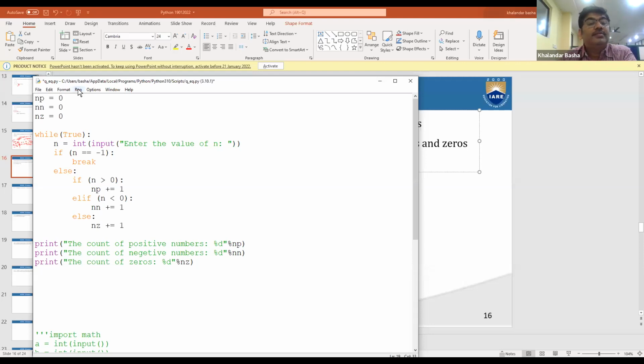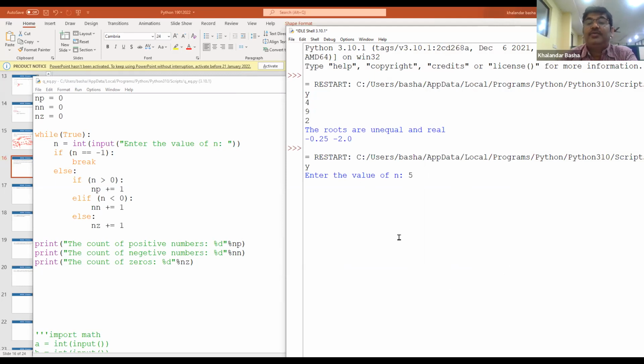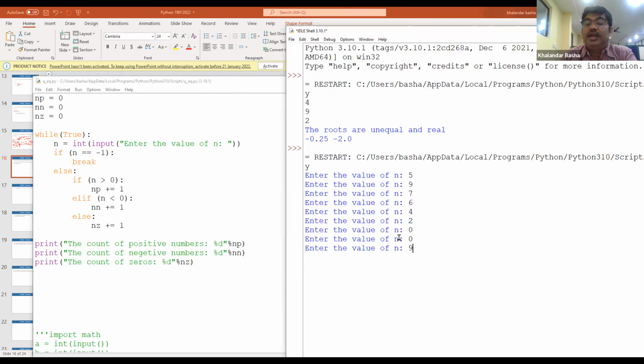So now we will run this. It will ask for the value of n. I'm entering 5, 9, 7, 6, 4, 2, like this I have entered, 0, 0 I have entered, then I am entering -1. Whenever we enter -1, the loop will be terminated, and it is going to give the positive numbers as 7, negative numbers as 0. Because -1 we are not going to count.